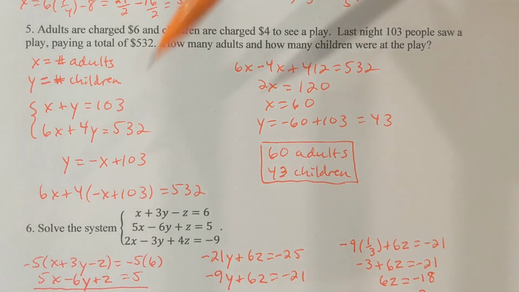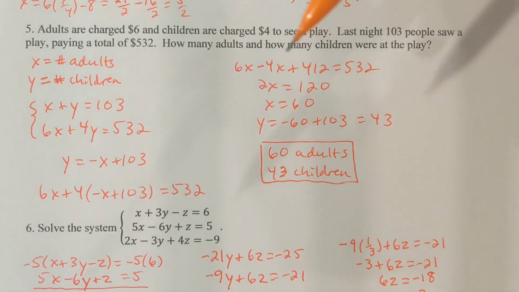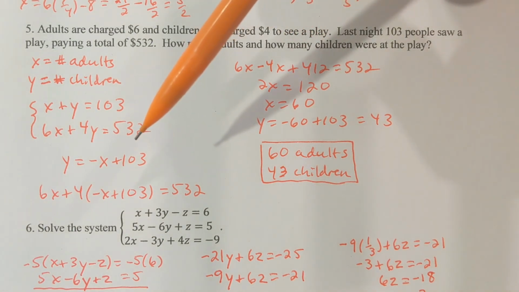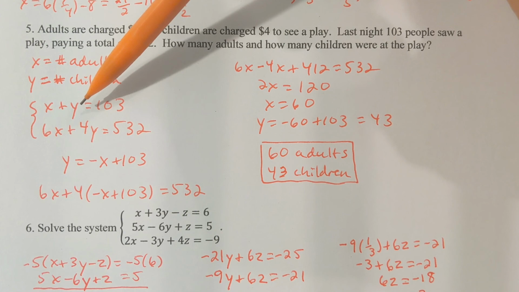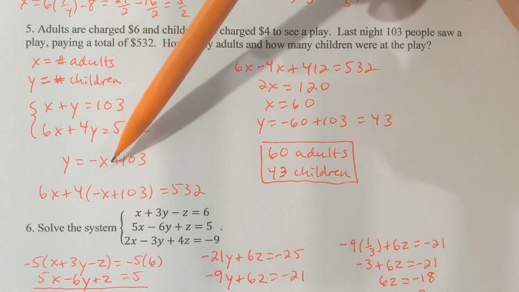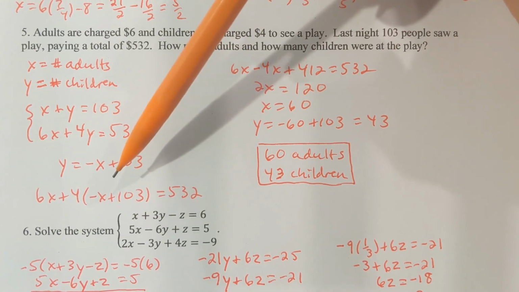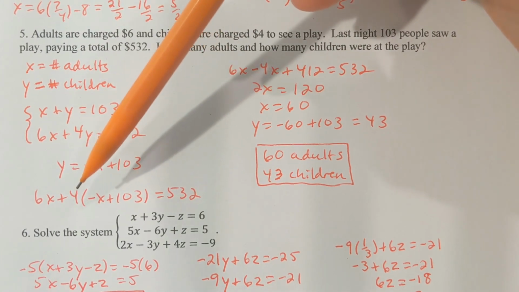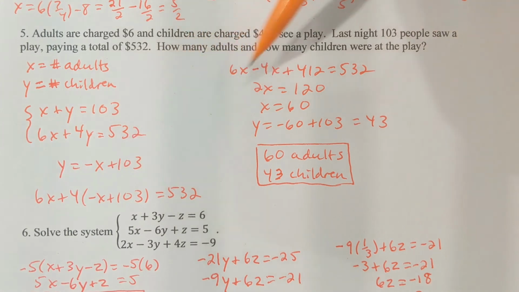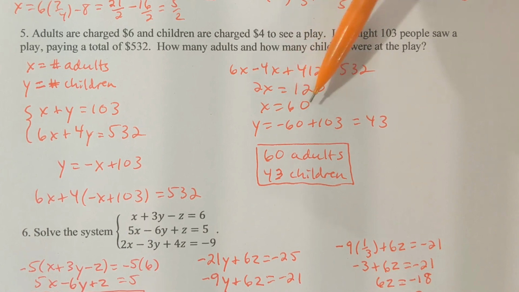Now that I've got my system formed, I can solve using whatever method I want. I went with substitution here, and so I'm going to solve the top equation for y and then substitute that into the bottom equation where I see y. That way everything is in terms of x. Solve for x, distribute the 4 there. Okay, 6x minus 4x is 2x. Subtract 412 from both sides, you get 120 there on the right. Divide by 2, so it looks like x is 60.